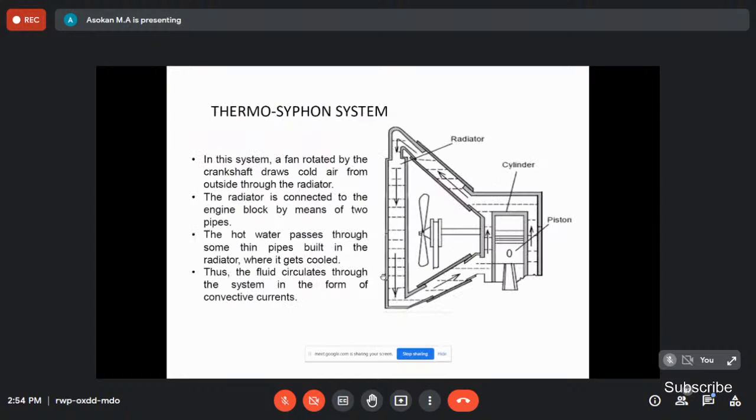And this is the thermosiphon system. So here there is no pump. Here there is the engine, which is connected to the radiator. Because of the warm temperature, the warm water goes up, and because of the higher density, the cooler water comes down. Right. So based on this arrangement of the system, the coolant automatically flows to the engine and gets back to the radiator like this. Right. So this is the thermosiphon system.